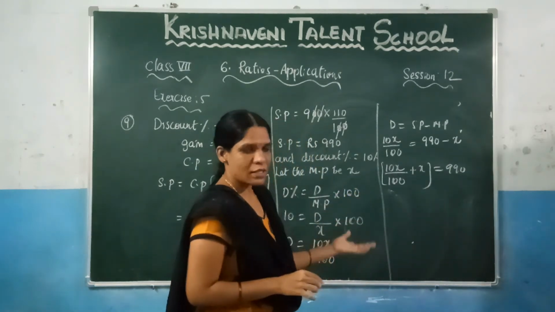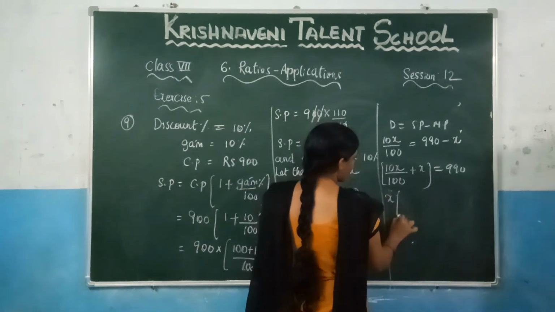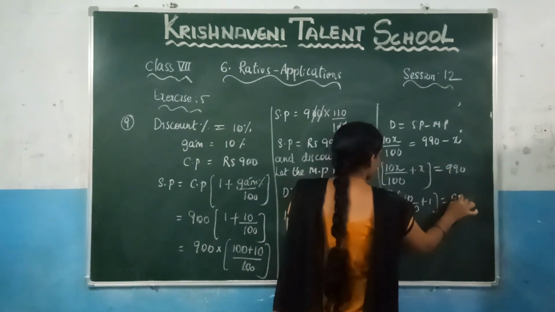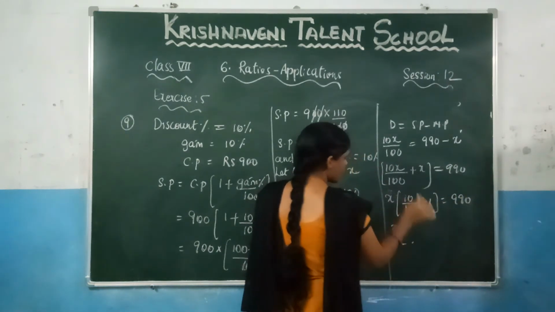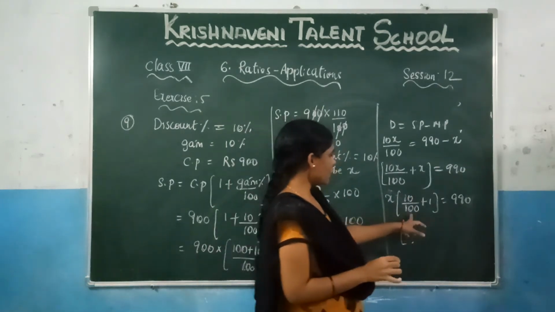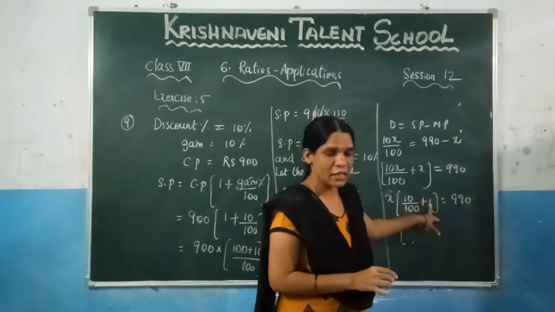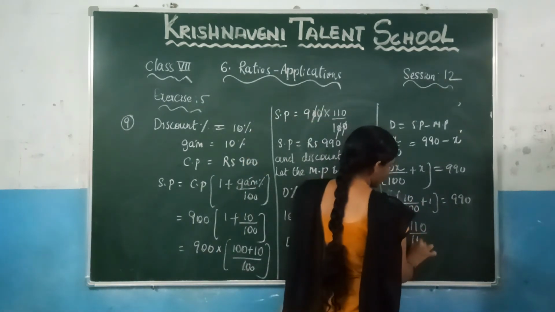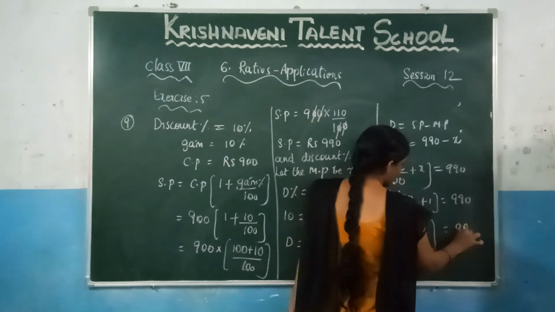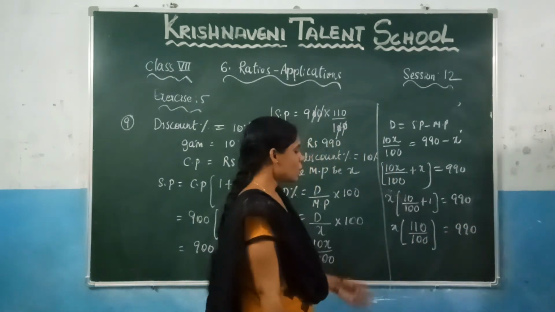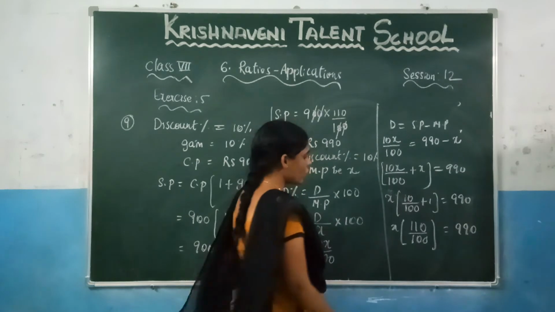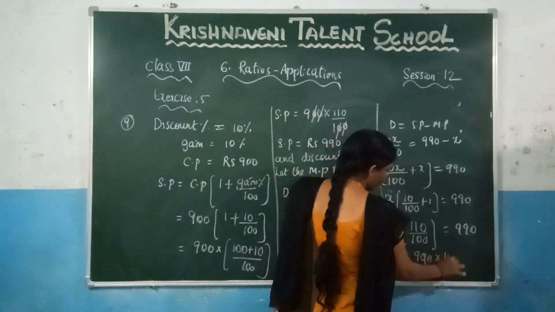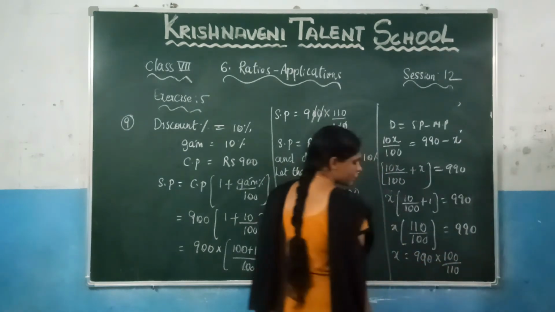Again take x common. So what is left out here? x into 10 by 100 plus 1 is equal to 990. Just do the calculation. What will you get here? 100 into 1 gives you 100. 100 plus 10 is 110. So you will get 110 by 100 is equal to 990, multiplied by x. Now take this value to that side. So what will it become? x is equal to 990 into 100 by 110.